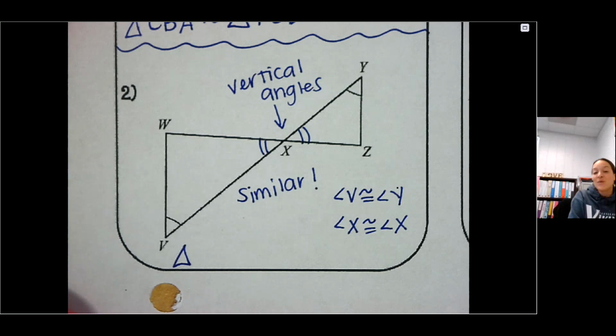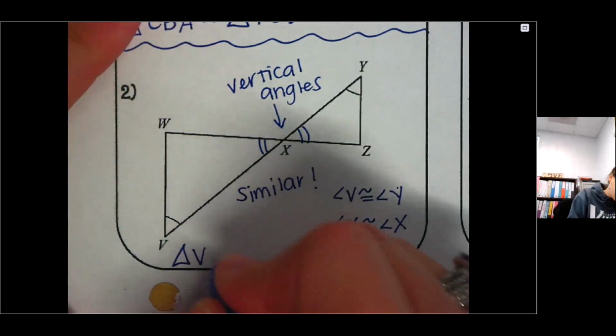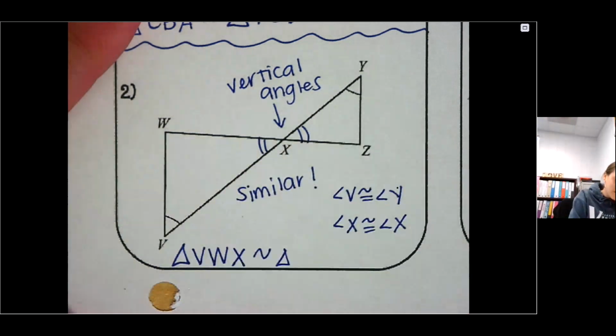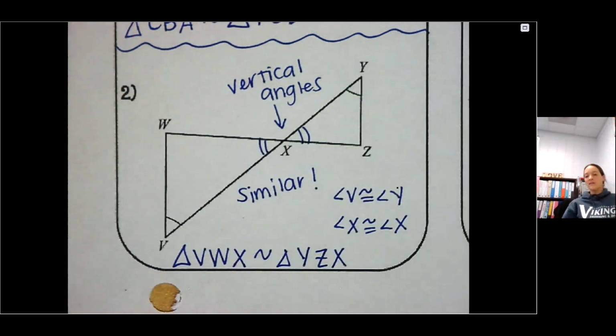The sentence says the triangle on the left is similar to the triangle on the right. VWX is similar to YZX. Good. Okay. Questions, comments, concerns? We okay with that one?